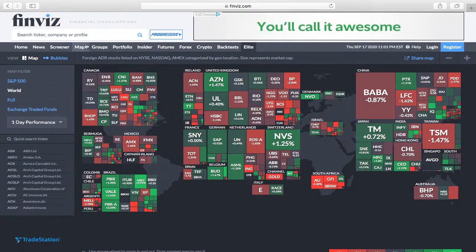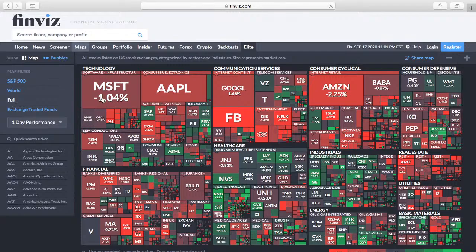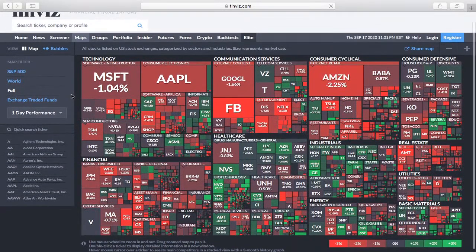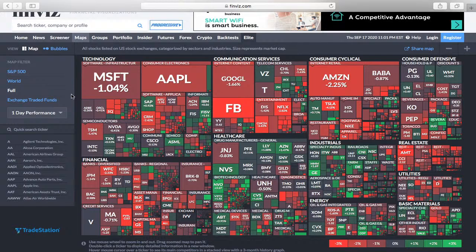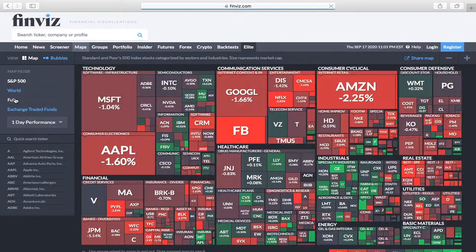Ireland. Yeah, so this shows you all that. You can look at just full, which shows you, I assume, everything. So I think this is everything, including the world stocks. I'm not 100% sure. No, all stocks. So this is on the U.S. Stock Exchange. Okay, so that was the S&P 500, which is what you usually look at when you look at this map.